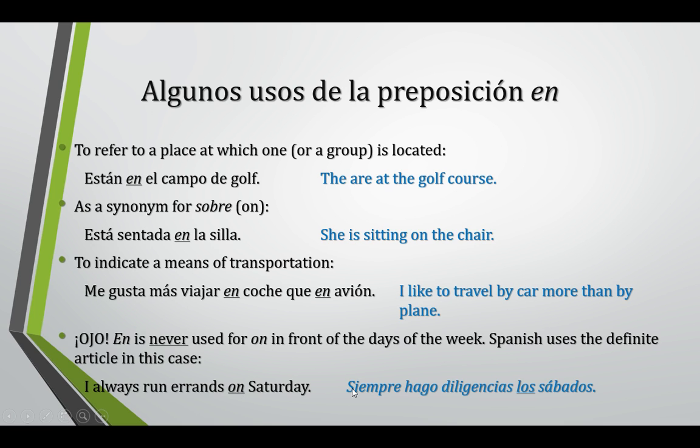Notice how we say this in Spanish. Siempre hago diligencias, that's errands. Siempre hago diligencias los sábados. So you always use the definite article in front of the days of the week to say on. For example, if you were to say I go to church on Sundays, you would say voy a la iglesia los domingos. If you say I have class on Wednesdays, tengo clase el miércoles or los miércoles, but we never say en in front of the days of the week.